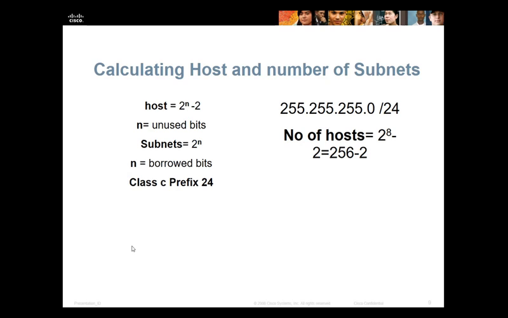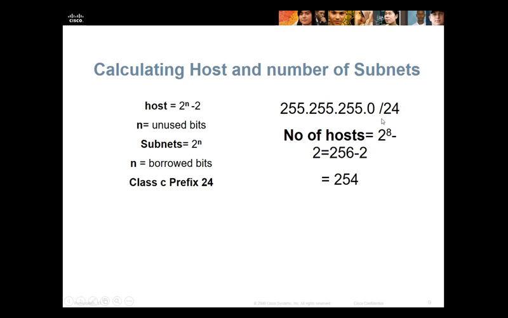So now, calculating the number of hosts for a Class C IP address, we will get a result of 254. The reason being 254 is because we have 2 raised to power 8. Where does this 8 come from? The 8 represents the 8 bits of our host portion which we haven't touched. So 2 raised to power 8 gives you 256, and when you minus 2 from 256, you get the result 254.